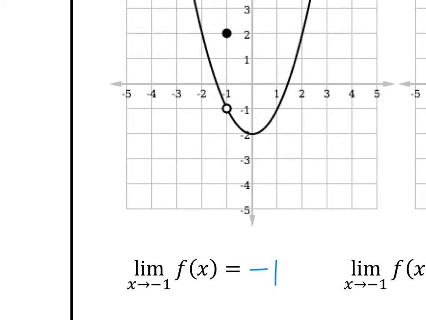Limit is what is it doing from both sides. It doesn't have to equal something on that point. It just has to get there, try to get there.